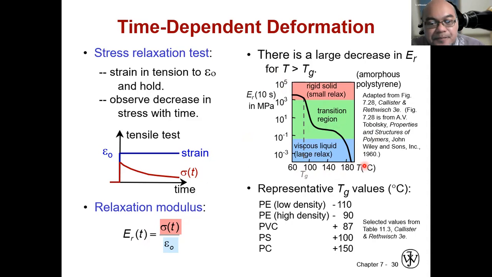So what does it mean? It means it will decrease more significantly compared to when the temperature is smaller than the glass transition temperature. This is for polymer also. This is the representative of the glass transition temperature values for several polymers.